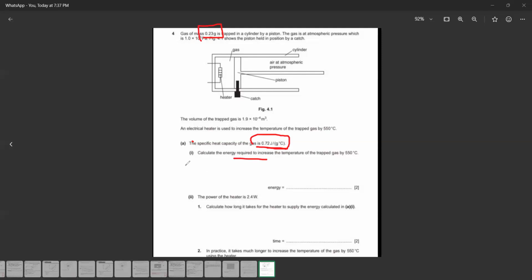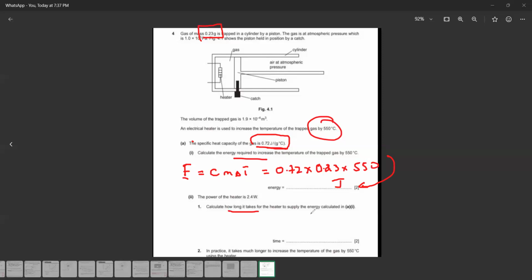Calculate the energy required to increase. So whenever you see the specific heat, E equals C m delta T, where C is the specific heat 0.72, m is the mass, that is 0.23 grams of the gas, and the temperature change, because we just want to increase the temperature by 550. We are not saying the final temperature is 550, we are saying the temperature has changed by 550. So delta T is already given to you. There's no initial or final temperature, but the change in temperature is given as 550. When you multiply them, you'll get the answer in joules.